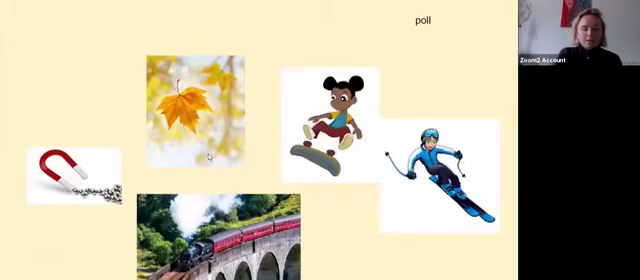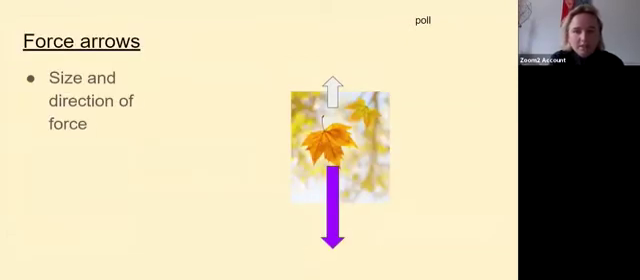Although we can't see forces, we can see the effects of forces, and there's a way that we show forces in scientific diagrams, and that's by using force arrows. Force arrows are really important because they show the size and the direction of a force. All arrows have a direction, and that's the direction the force is acting in. And the size of the arrow tells us the size of the force, so how strong that force is.